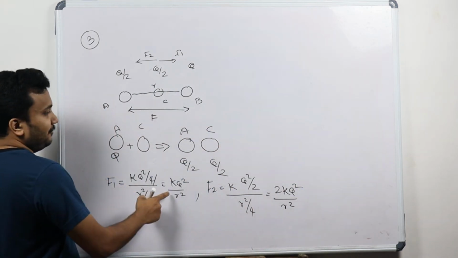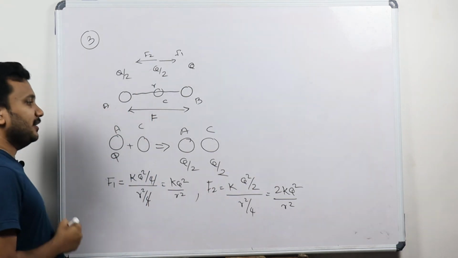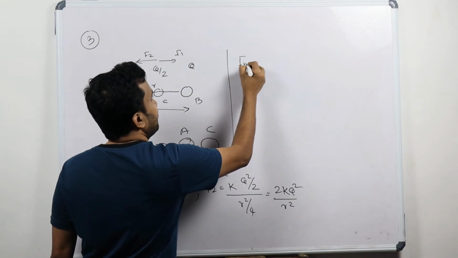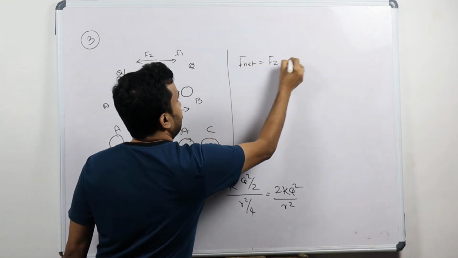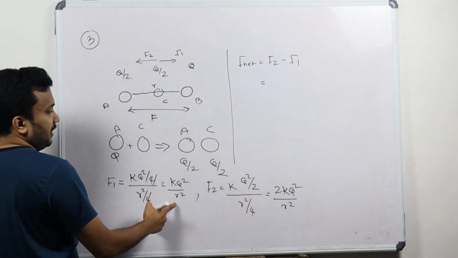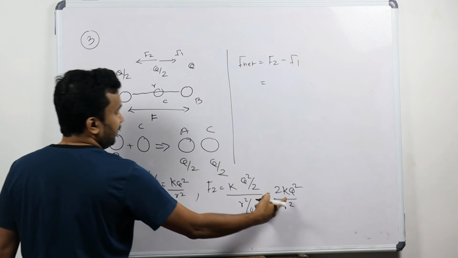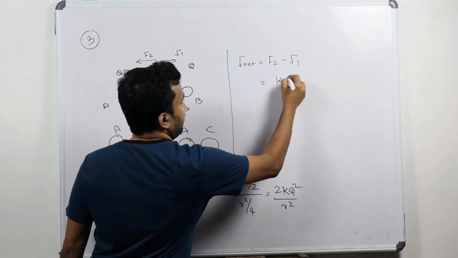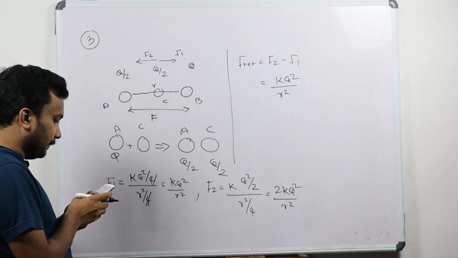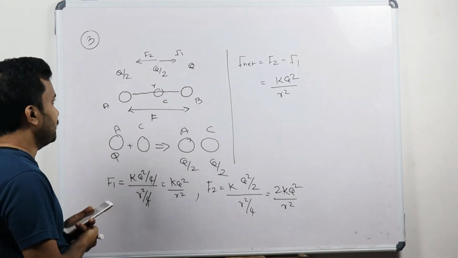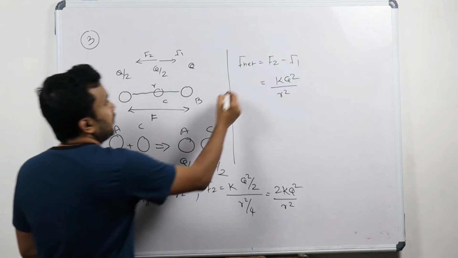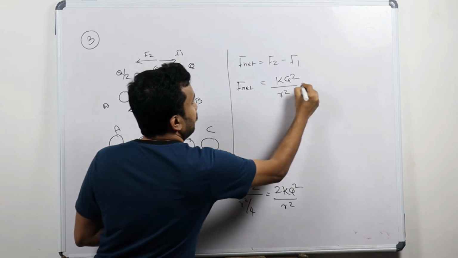By comparing F1 and F2, which one will be higher? F2 is higher than F1. So to find the total force, higher force minus lower force, F2 minus F1. F2 is 2kq square by r square, and F1 is kq square by r square. So if you subtract F2 minus F1, you will get kq square divided by r square. This is the total force on the body C. So I can see F net is equal to Fc.